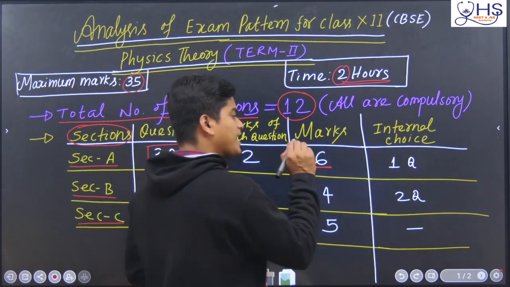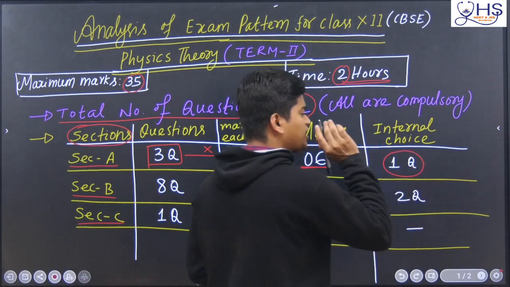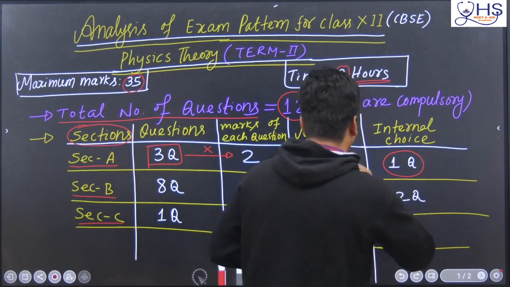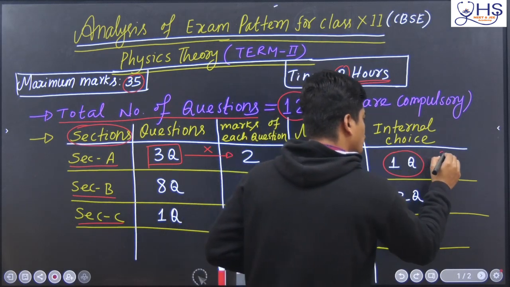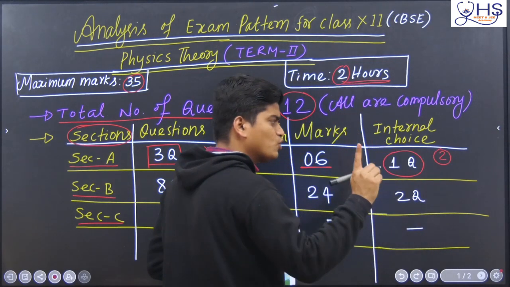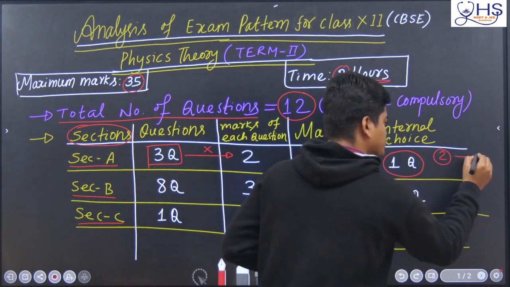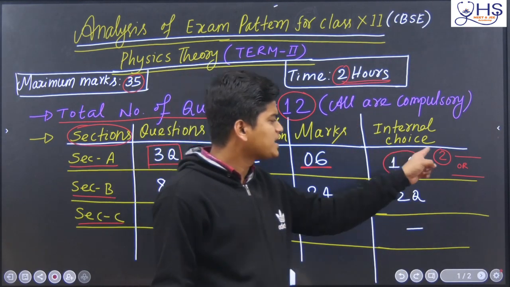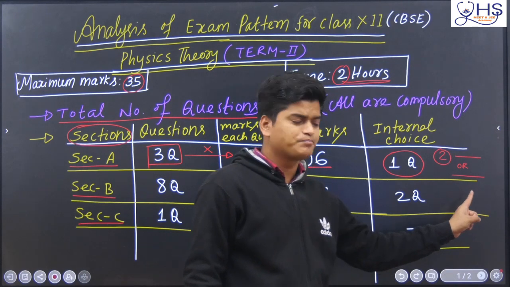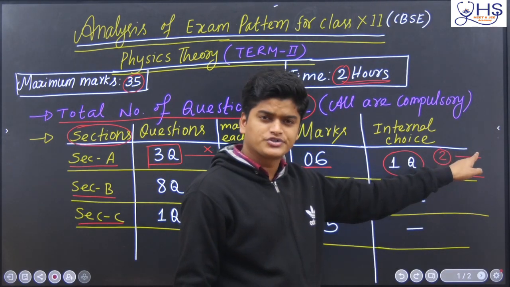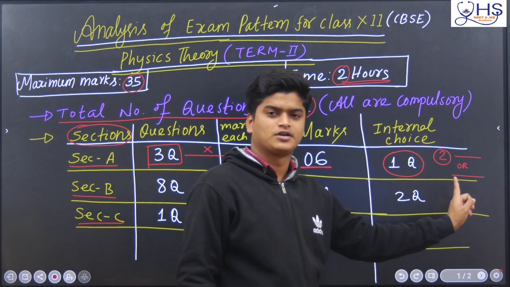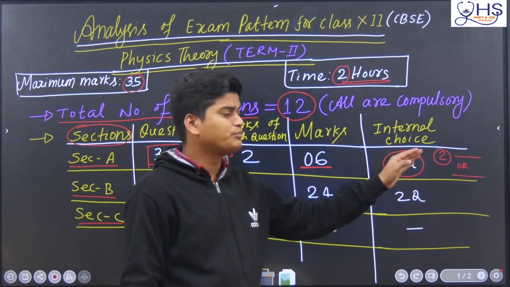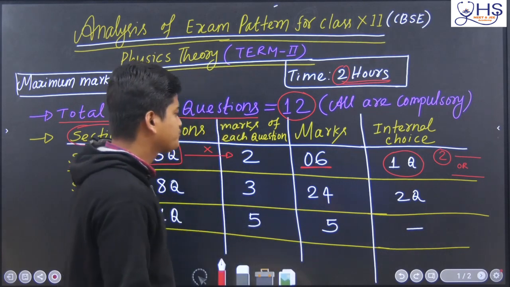And here another question will be an internal choice question. Suppose in section A question number 2, there can be one question or another question. Either you have to do the upper question or the lower question. This is the basic idea of internal choice, inside the question.